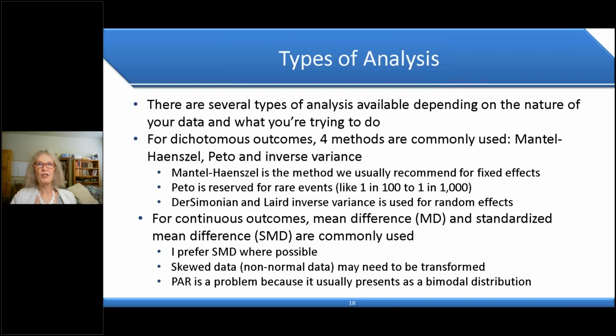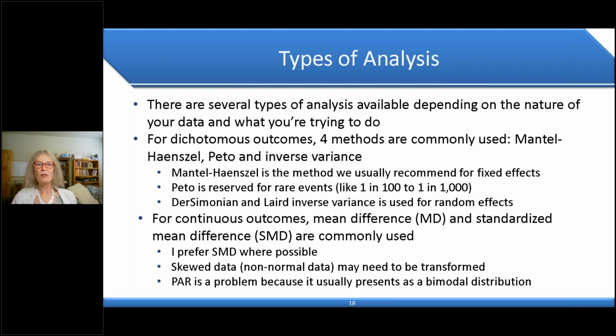What types of analysis can you do? There are 4 commonly used ones. In dichotomous, Mantel-Haenszel, Peto, and 2 flavors of inverse variance. We usually do the Mantel-Haenszel for fixed effects. Peto is for rare events like 1 in 100 or actually rarer, so you're not going to use that very often. And the DerSimonian and Laird inverse variance is used for random effects. And a couple of different ones for doing continuous outcomes, mean and standardized difference. And I like the SMD better.